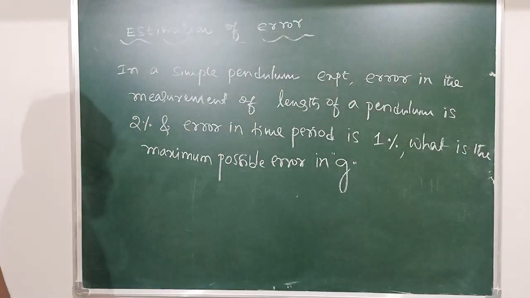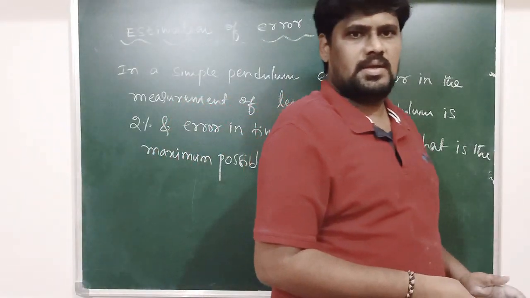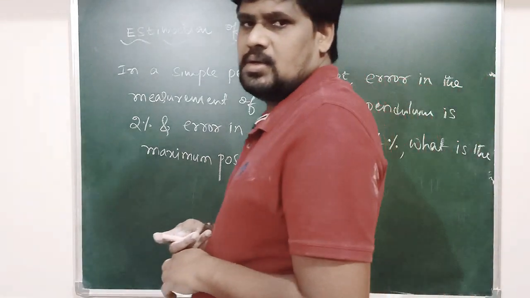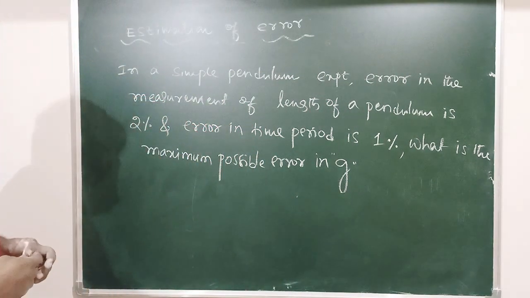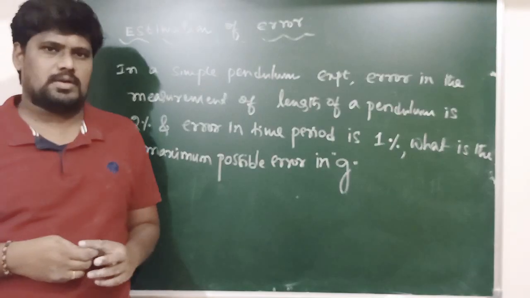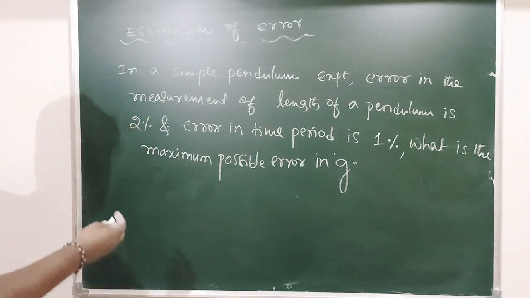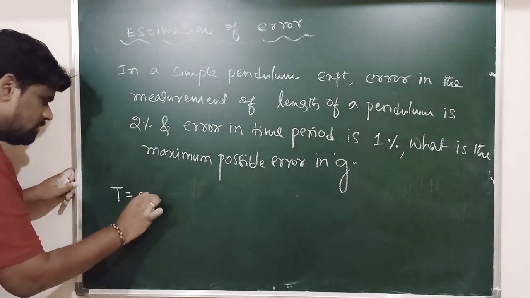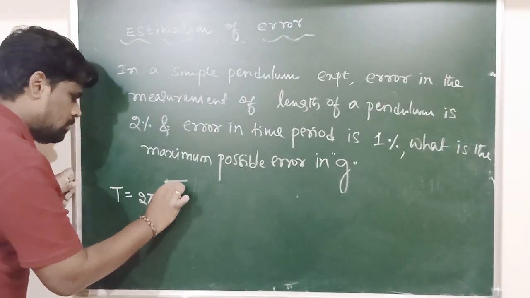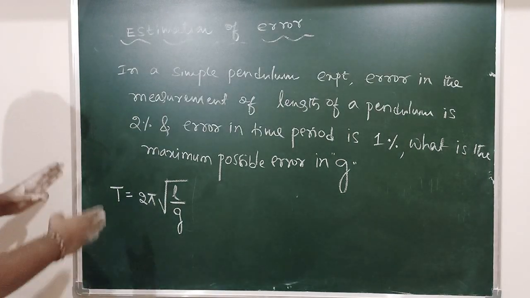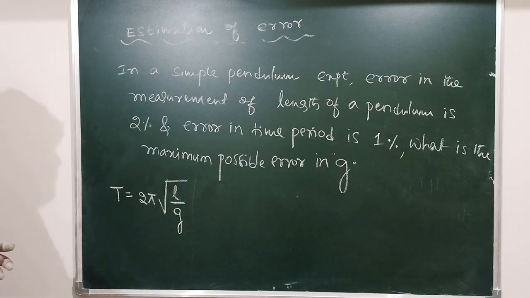I guess you know very well, a simple pendulum is an experiment which is used to determine the acceleration due to gravity. The acceleration due to gravity can be estimated with the help of the simple pendulum experiment. I guess you all know the expression for the time period of a pendulum: T equals 2 pi square root of L by g. This is the formula to calculate the time period of a pendulum.